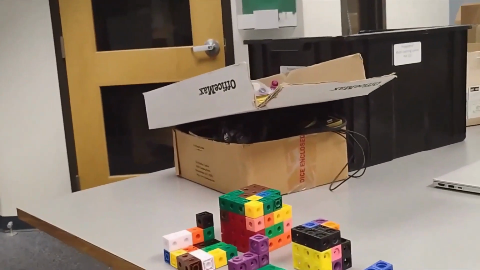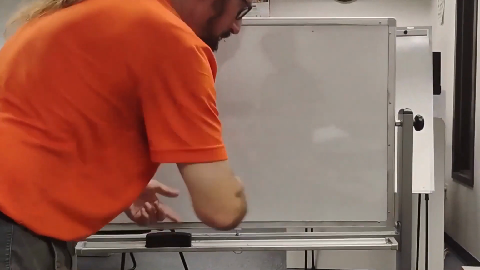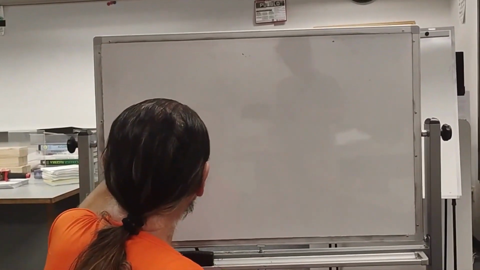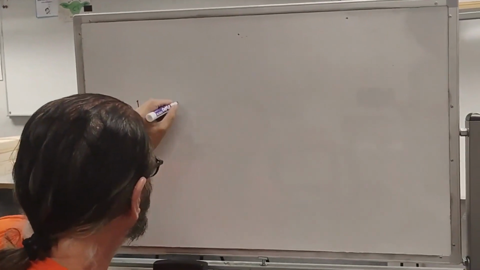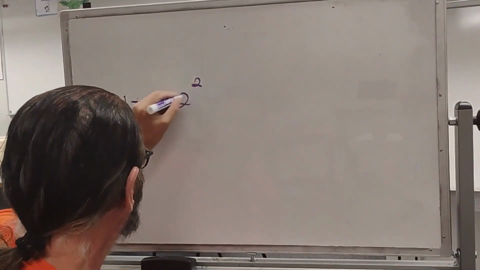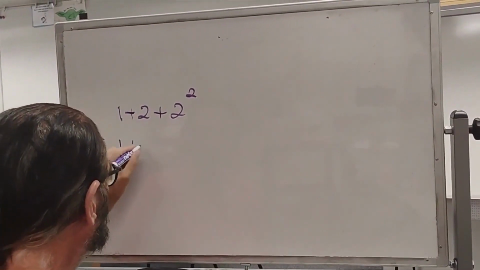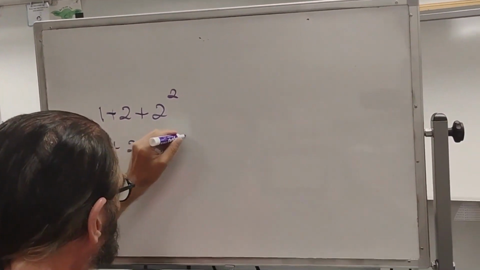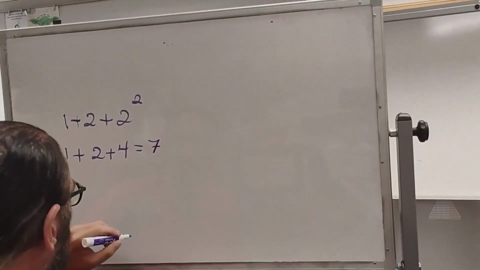Okay. If you could hold this a moment. Guess I would need to be down here, right? Right. Got 1 plus 2 plus 2 squared, or 1 plus 2 plus 4, which is giving us 7. All right.